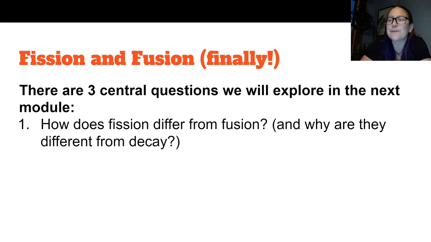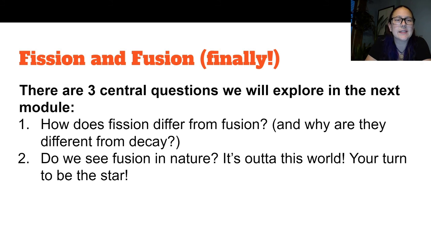So these are really different because instead of decay, where you have a central thing and teeny little pieces come off of it, we're actually taking two things and putting them together, or taking one thing and pulling it apart. So pretty different processes.